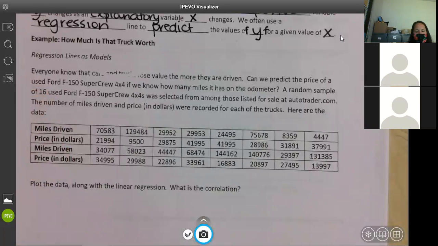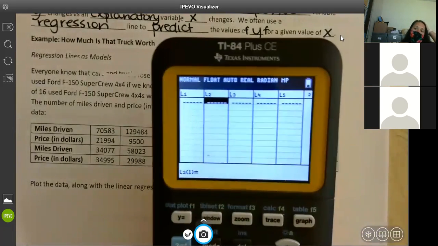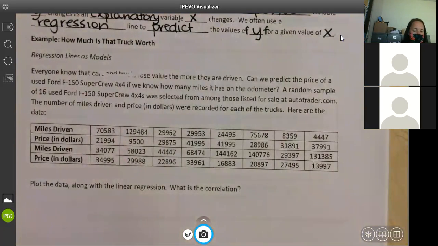So we are going to go ahead and put this in. This might be the last time that I make you do this. It may not be, but remember your miles driven are your X's, your price is Y. So you're going to change your L1 and L2, and you're just going to put it into stats. So go ahead and start doing that. It will take you a little while.